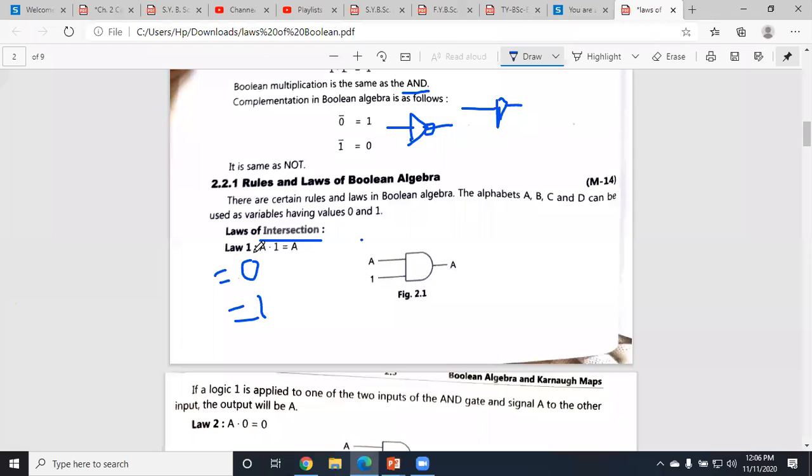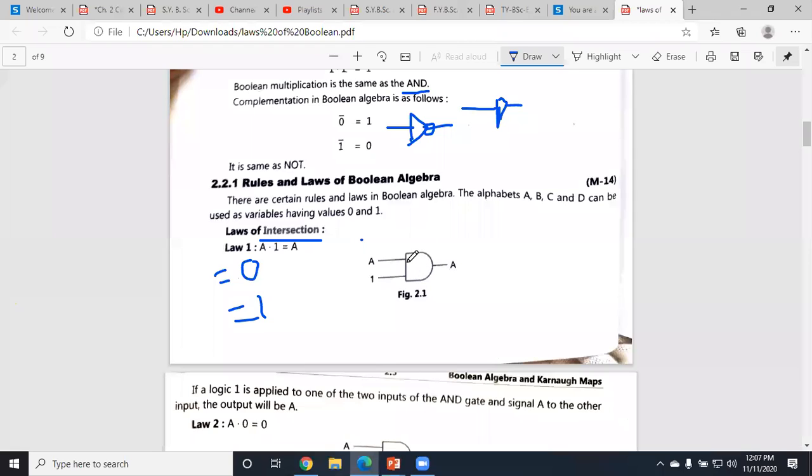So what are the inputs we have? A and 1. It is an AND gate. Sorry, I said NOT earlier by mistake. So we are going to use the AND gate here, right?